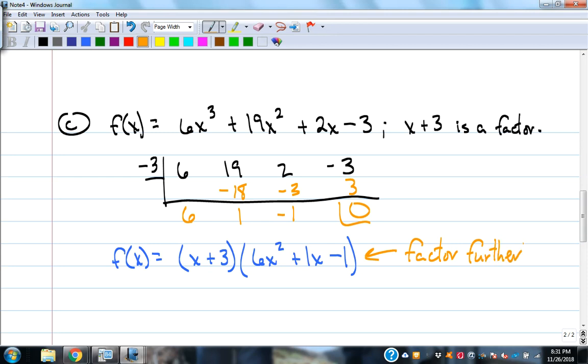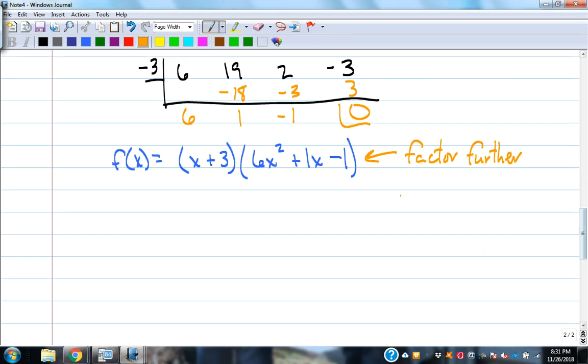Factor that further. Okay, it's a quadratic. So to factor it further, I've got to do that x method thing. 6 times negative 1 gets me negative 6, and add to be positive 1. What multiplies to be negative 6 and adds to be positive 1? 3 and negative 2, right? So that's going to be 6x squared plus 3x minus 2x minus 1. And I'm going to group that.